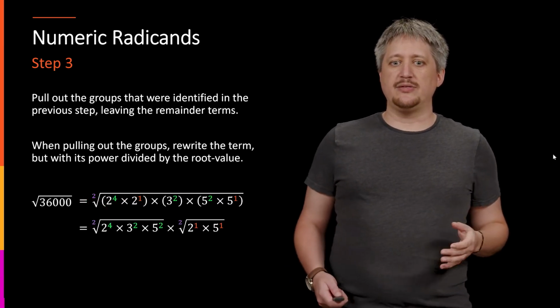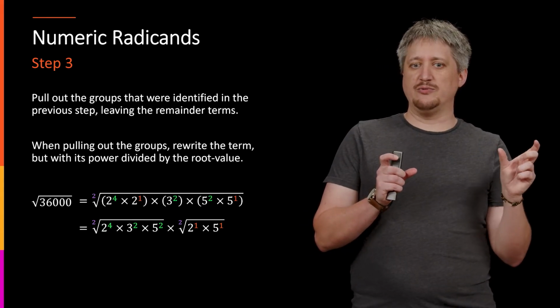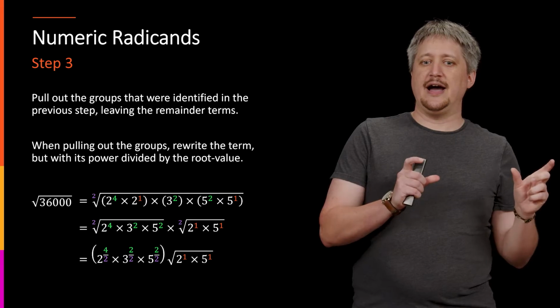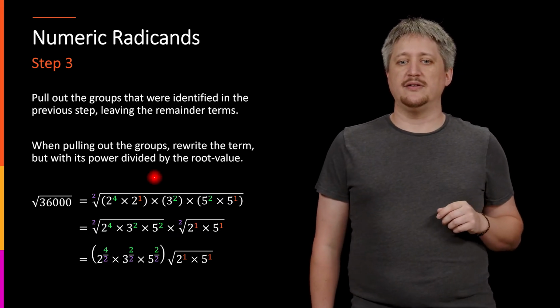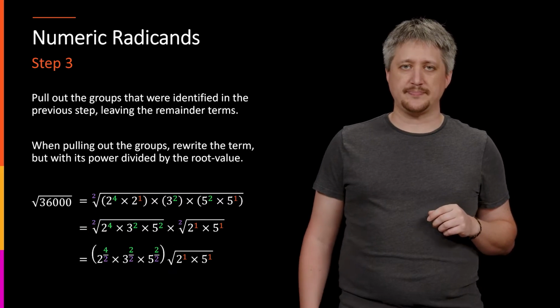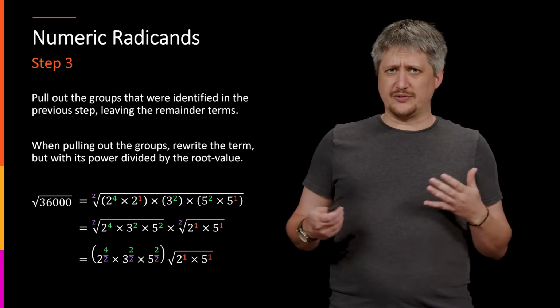So I end up with, right, rewriting this as the square root of those green things and the square root of the remainder things. I'm then going to have, right, the 4 divided by 2, the 2 divided by 2, the 2 divided by 2, because that's the original power divided by the root power. And then I can clean this up a little.